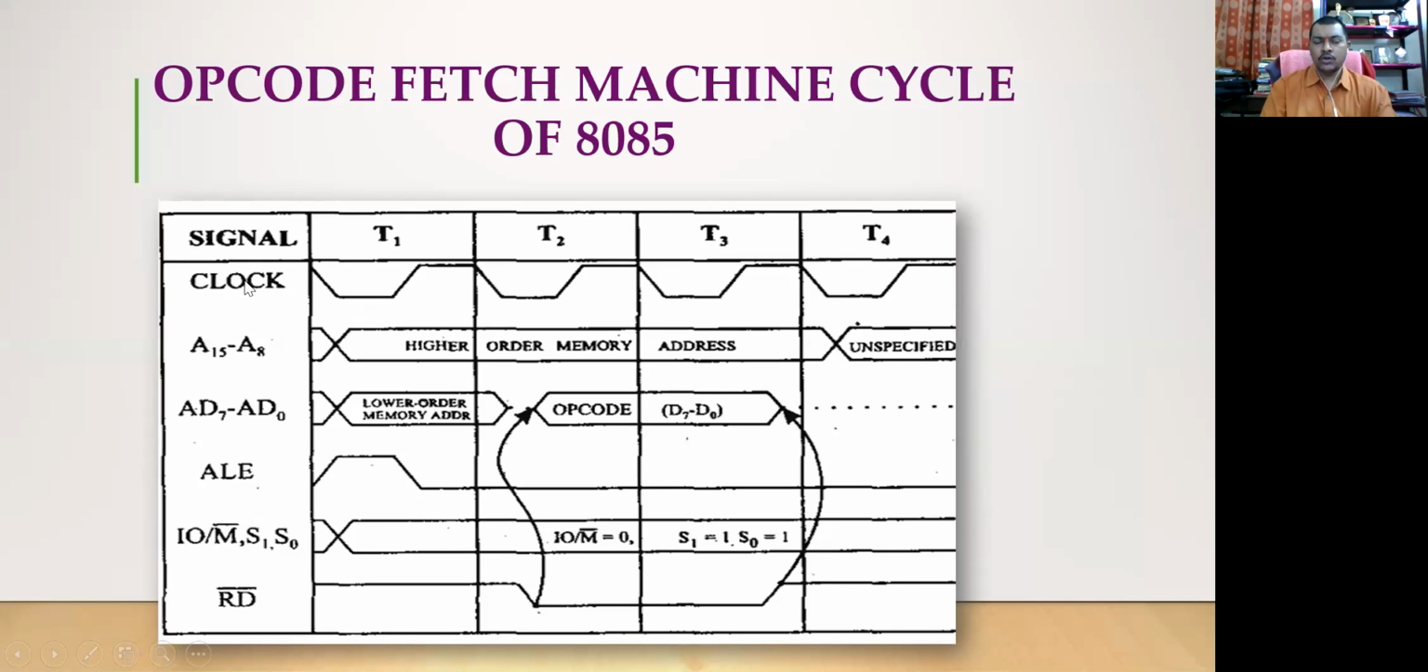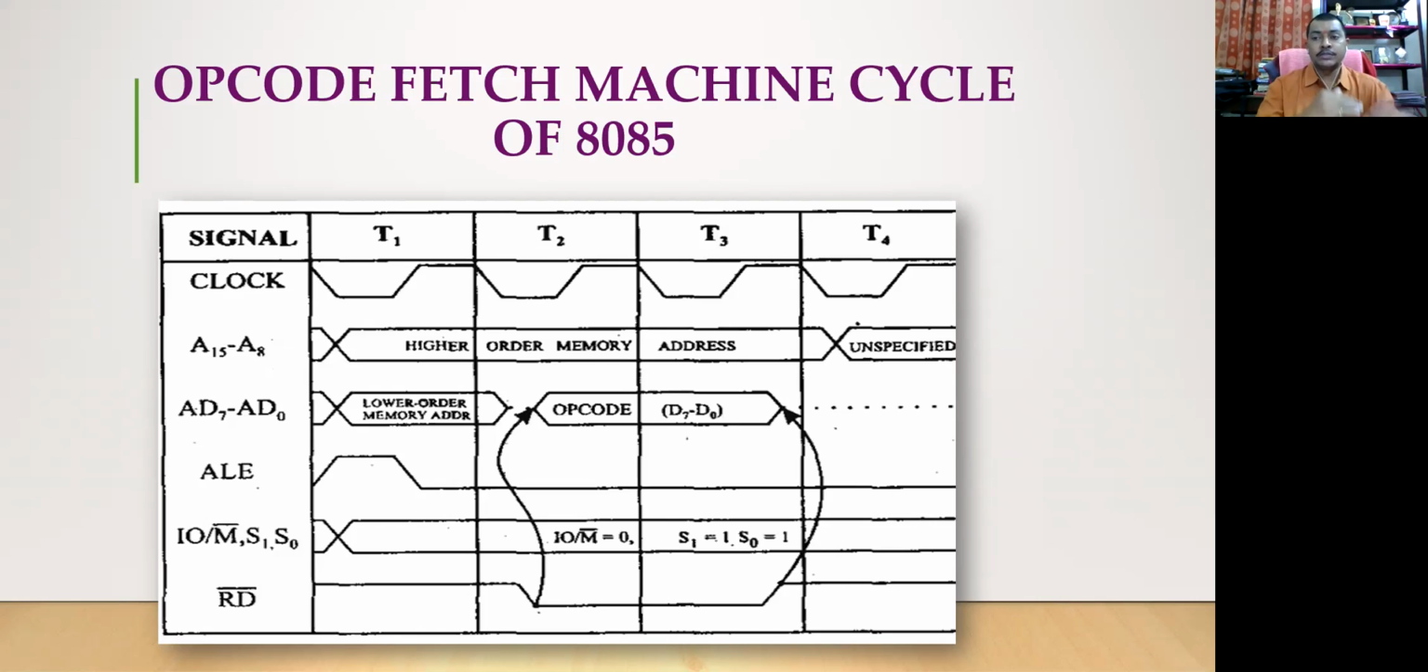In the first column, there are T1, T2, T3 and T4 pulses. We are working to fetch the opcode from that memory location and put it in the microprocessor or the instruction register. Here it shows the status of the higher order address bus, that is A8 to A15, and the lower address data bus, that is AD0 to AD7, because the same lines are used for the address as well as for data.